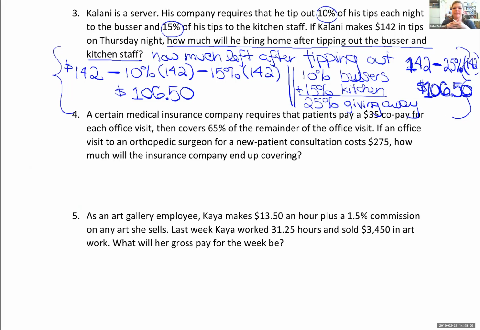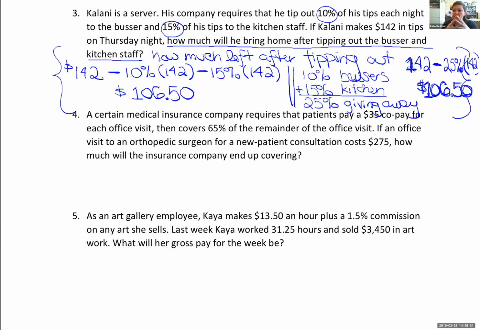So let's take a look at 4. Number 4 says, a certain medical insurance company requires that patients pay a $35 copay for each office visit, then covers 65% of the remainder of the office visit. If an office visit to an orthopedic surgeon for a new patient consultation costs $275, how much will the insurance company end up covering? Gosh, this is a real life application in percentages.